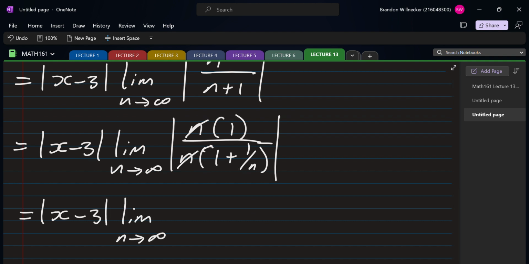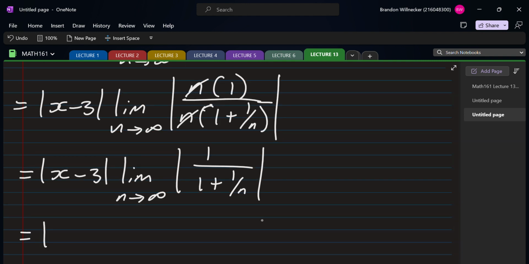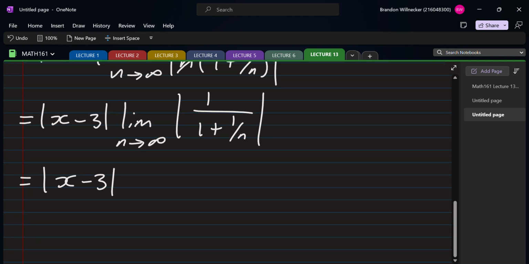Limit as n goes to infinity of 1 over 1 plus 1 over n. Now, if n at the bottom gets very, very large, then 1 over n will get very, very small. So this 1 over n part goes to 0, so we have 1 over 1, which is just 1. So here we just get absolute value x minus 3. That whole limit becomes 1, because 1 over n becomes 0. Okay, so we've got this as our limit value.